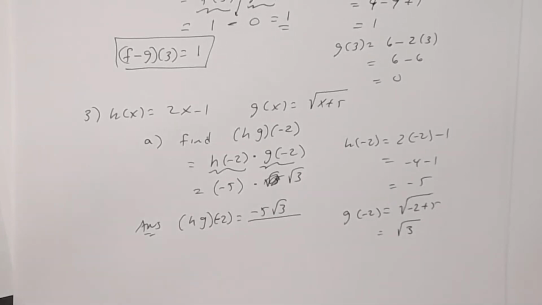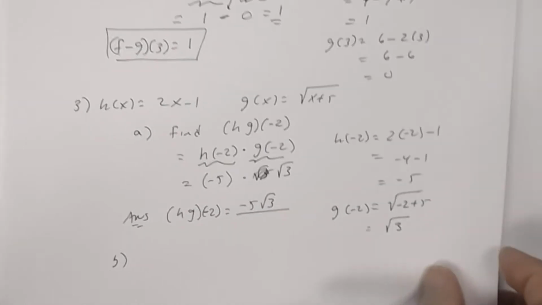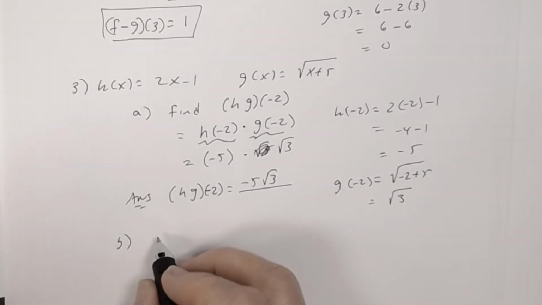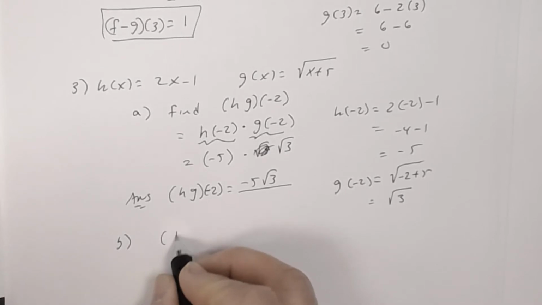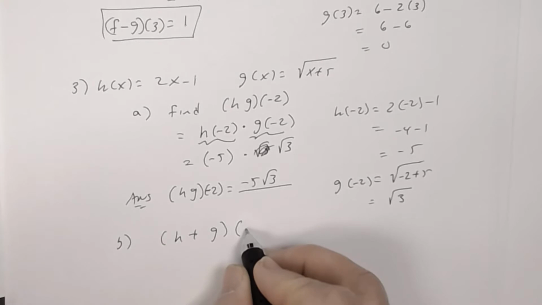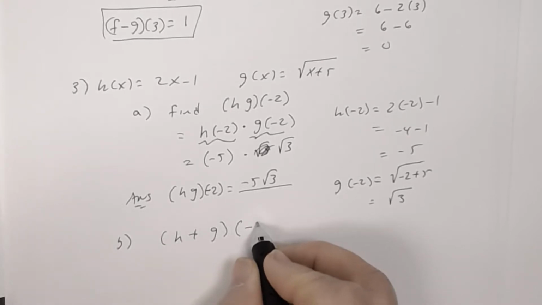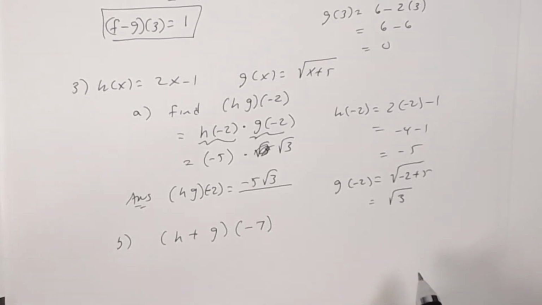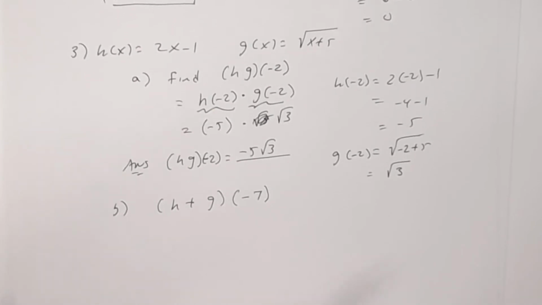All right, now let's look at b, because sometimes you'll see something like b, and so you need to know what to say. All right, suppose I want to find this. Suppose I want to find, let's say, h plus g at, let's say, negative 7. h plus g at negative 7. Okay?